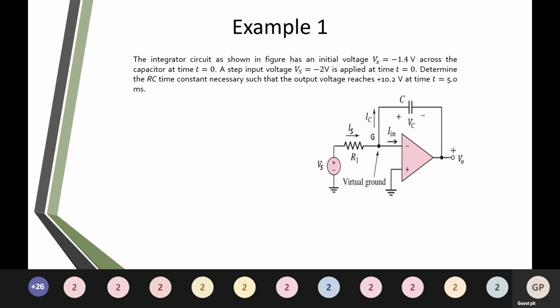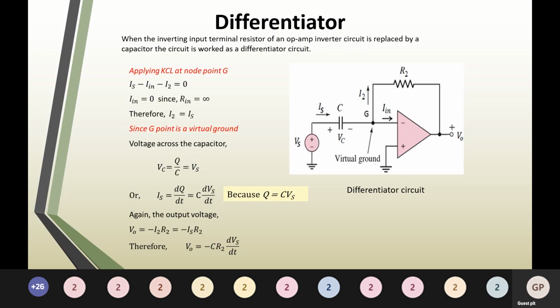You see, it is given that time t is equal to 0, so it starts at t equal to 0 and goes till time t equal to 5. We are finding out the output, so it should be integrated between 0 and 5. Simplifying this, we'll get the RC time constant value as 0.862 milliseconds. Okay, now going to the next one, the differentiator.